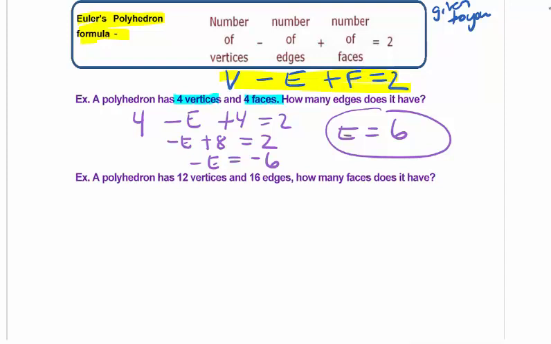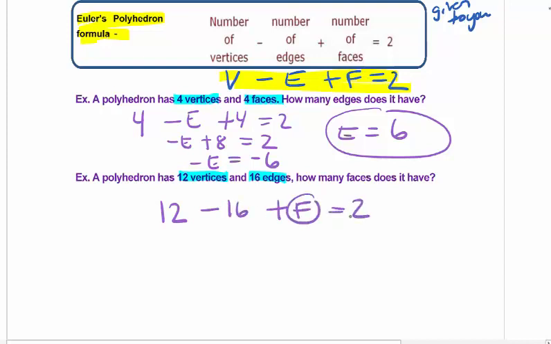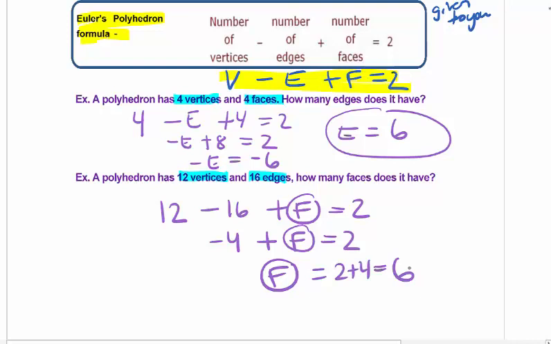So last one here, we have 12 vertices and 12 edges. So again, going back to my yellow highlighted piece, I have 12 vertices and I subtract off the edges. I do not know the faces. So 12 minus 16 gives me a negative 4. Add 4 to both sides. 2 plus 4 gives me 6. 6 is my answer here.